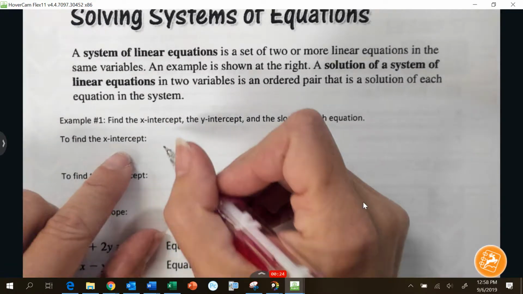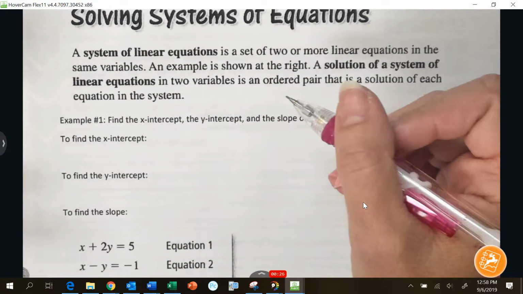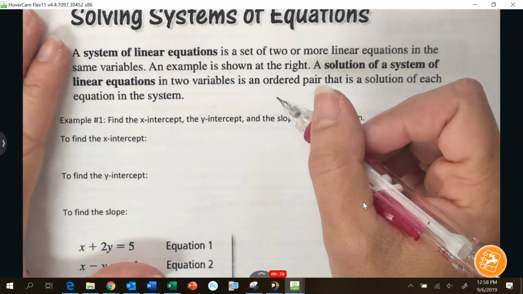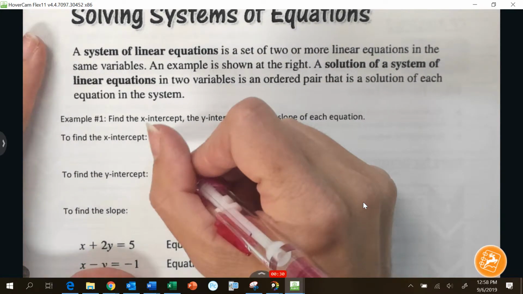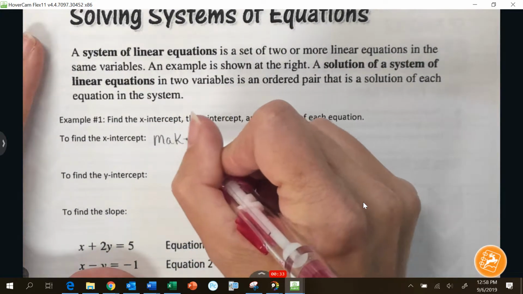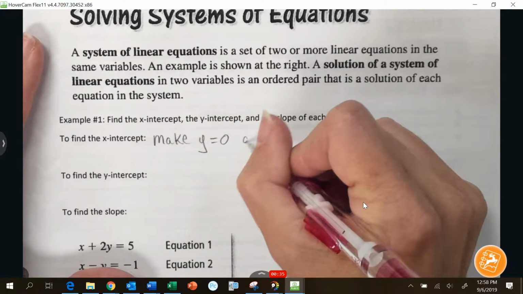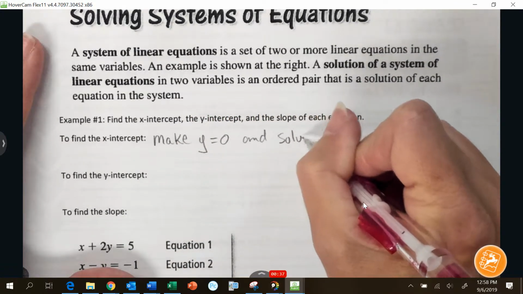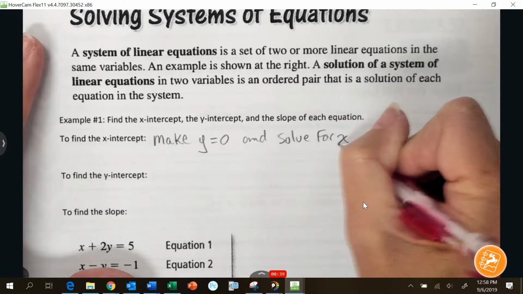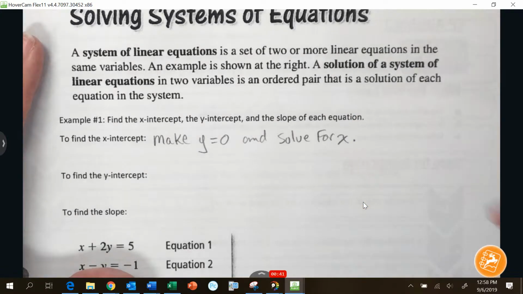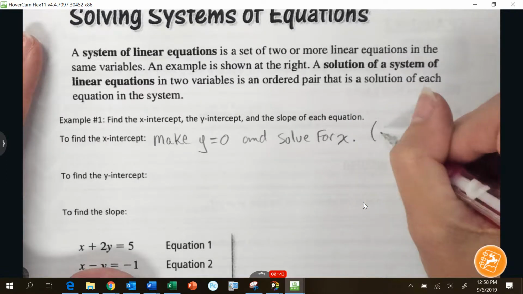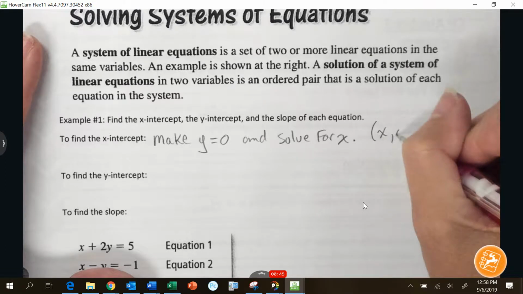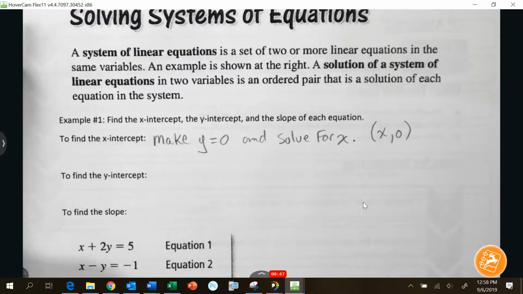To find the x-intercept, what do you do to the equation? Add a 0 for y. You make y 0. Make y 0, you solve for x. Remember, we write it as an ordered pair, x comma 0. We write it as an ordered pair.